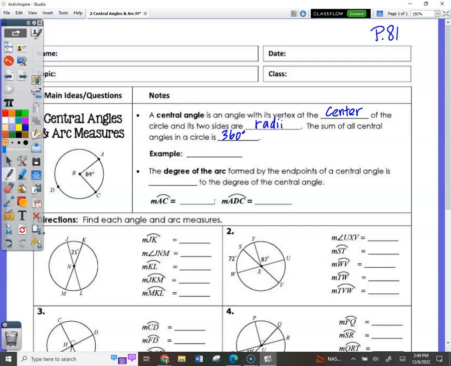For example, if you look right here, I'm going to highlight the central angle from A to B to C. From A to B to C.